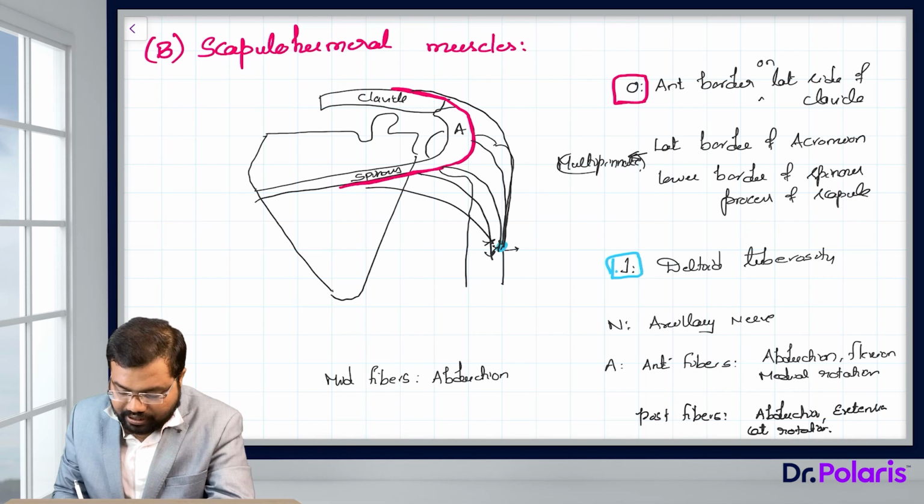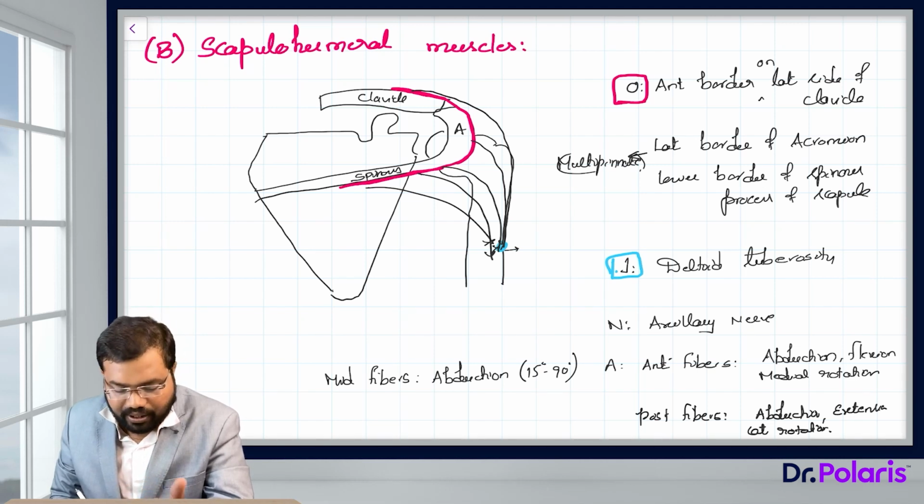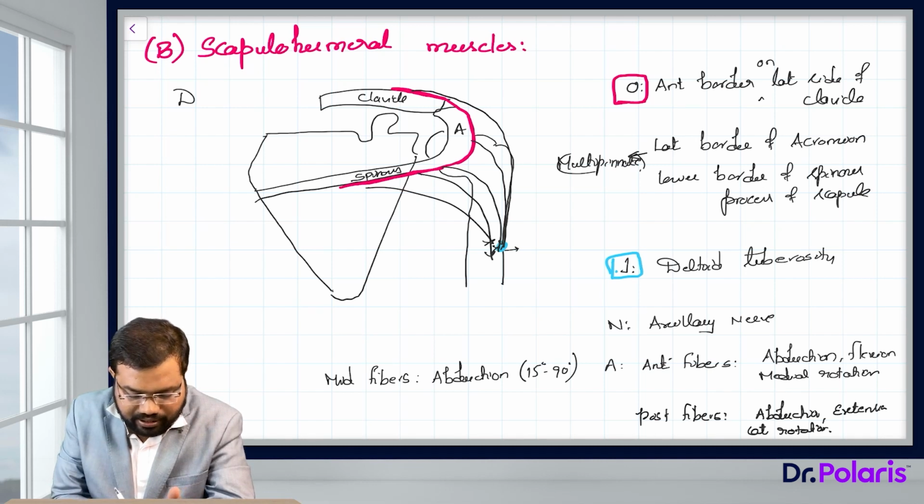From which to which degrees? That's also specifically needed. That is from 15 to 90 degrees. Sir, what is after 90 degrees? What is before 15 degrees? We will discuss that. As of now, the abduction by the deltoid is from 15 degrees to 90 degrees. Okay. This is regarding the first muscle, the deltoid.